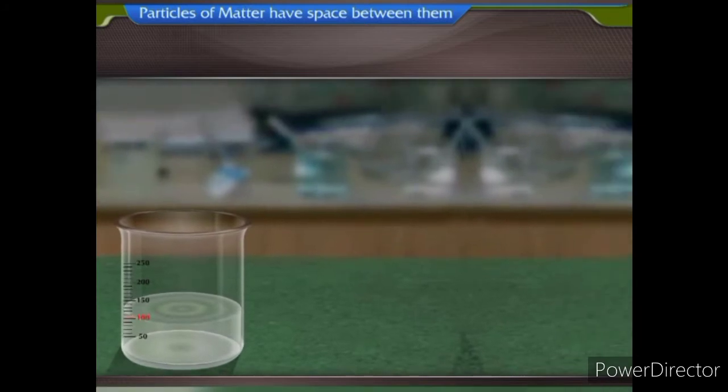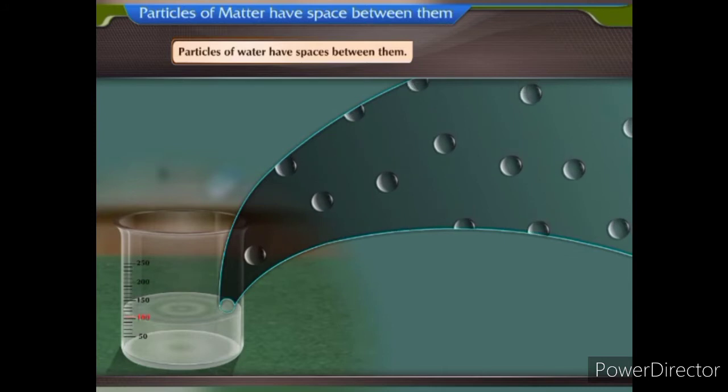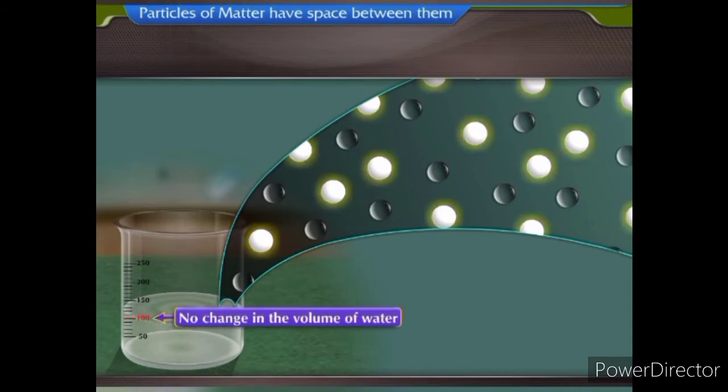This can be explained thus. Particles of water have spaces between them. Particles of sugar occupy the spaces between the particles of water. Hence, there is no change in the volume of water in the beaker.